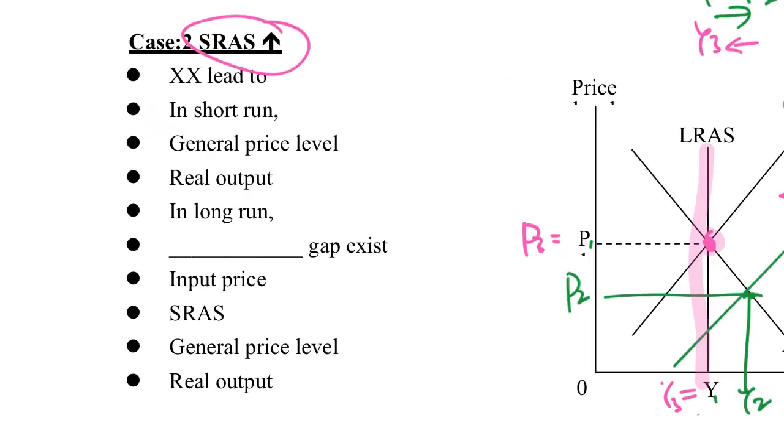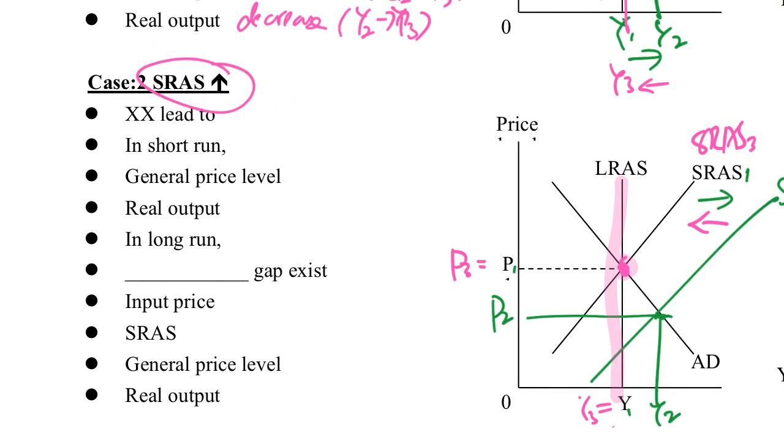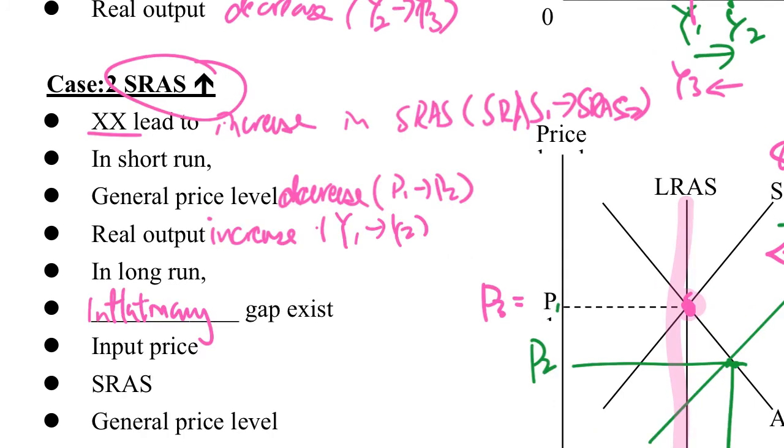So in the verbal elaboration, what do we do? In the short run, simply we have an increase in SRAS. Then in the short run, the general price level decreases, and the real output increases, Y1 to Y2, and finish. Then in the long run, an inflationary gap exists.